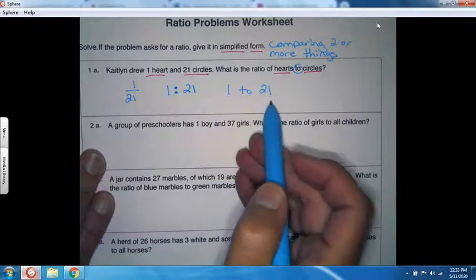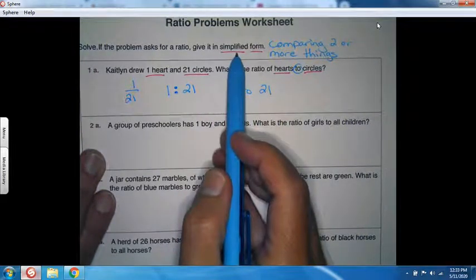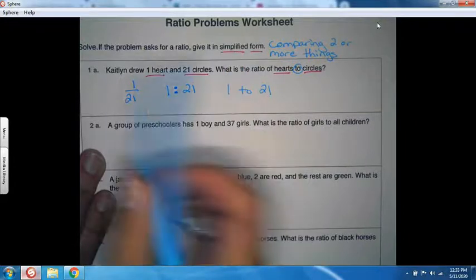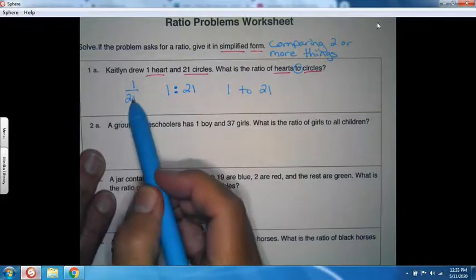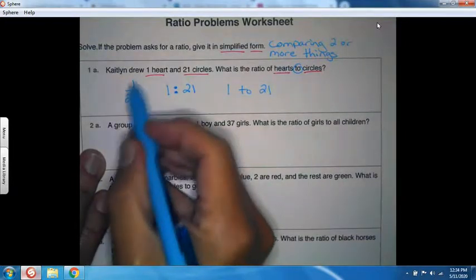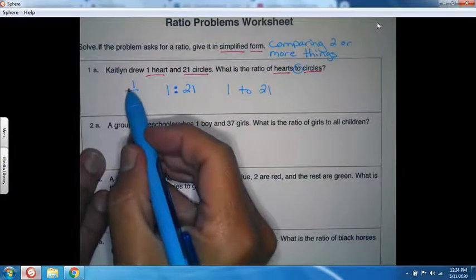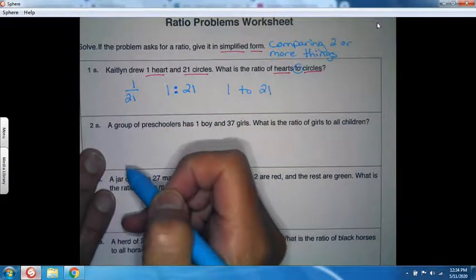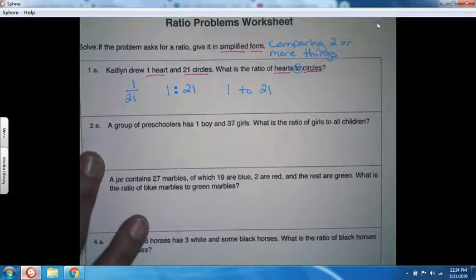Now the important part, don't forget to look in your directions, simplify it. Can you simplify this ratio, the one that looks like a fraction? Fractions and ratios, same thing. Okay? No, we can't simplify this because the greatest common factor of 1 is 1, and it's not going to change it. All right, let's go to number 2.